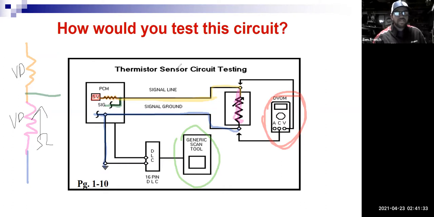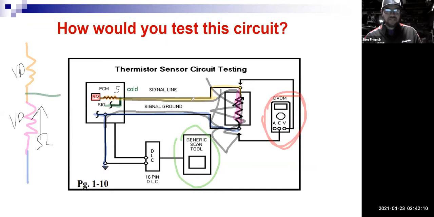And so when we talked about how this thing would be close to 5 volts cold, and I'll type that in. Well, essentially the computer's measuring the voltage drop across this back half of the circuit. So long story short, the scanner's displaying what the computer sees on that signal wire, right? So if I were to unplug the sensor, essentially its resistance would go way up. It would go to infinite resistance. So I would expect this to go to 5 volts, which would be full cold.